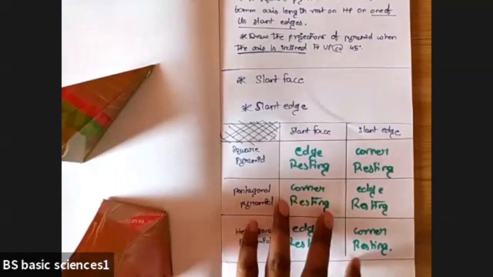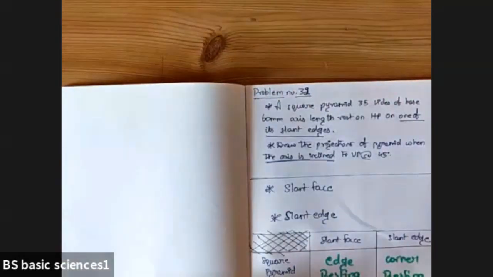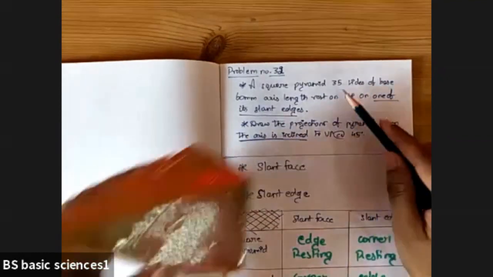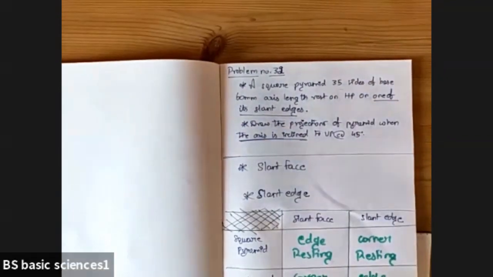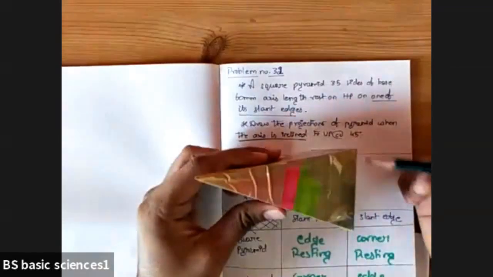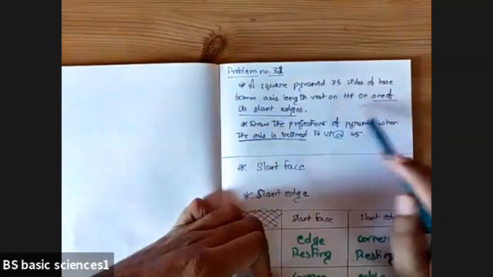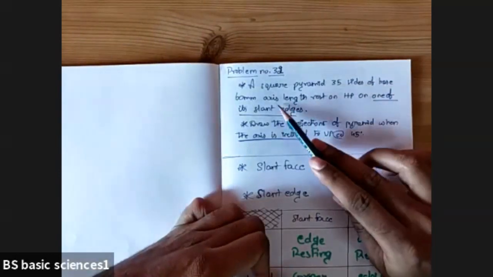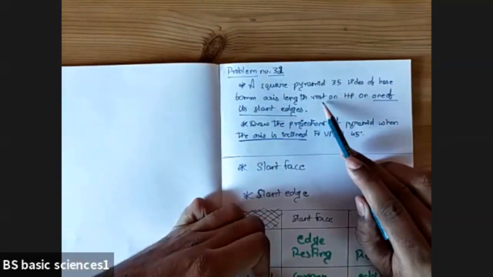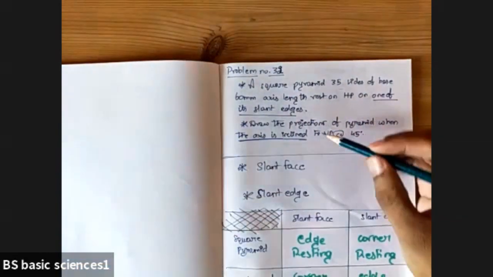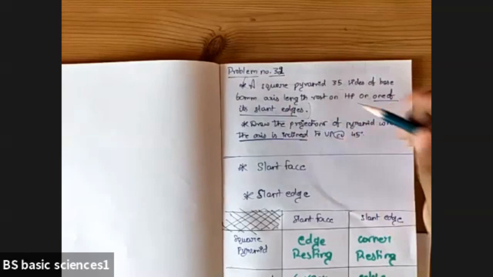Coming to the problem, it will be like this. A square pyramid of base side 35 mm. The side of the pyramid is 35 mm, and height is 60 mm. See this side. The side is given how much? 35, and the total height of this pyramid is given as how much? 60 mm. It is resting on HP. Listen, he has given 2 conditions. From this point to this point, we will be having 2 conditions.